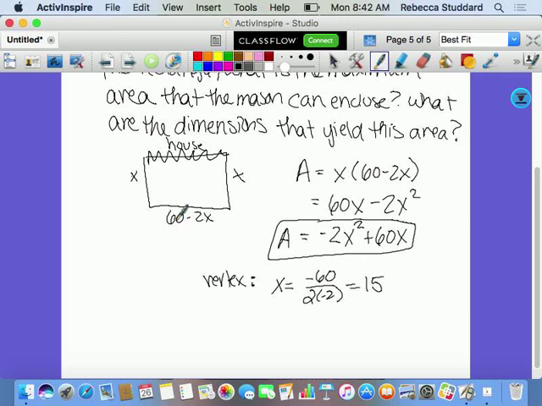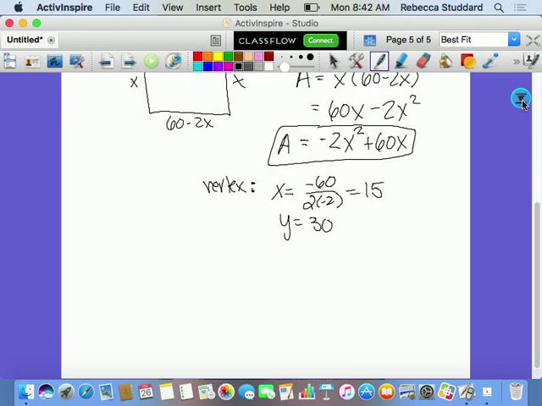Right? If this is 15 and this is 15, then what's this side going to be? 30. Okay? That would also work if you plugged in 15 for this x and 15 for this x. You'd still get 30. To me, it was just easier to do this. I could do that in my head. So let's answer the question, what is the maximum area the mason can enclose? If this is our vertex, 15, 30, what is the maximum area? It's 30 square feet.